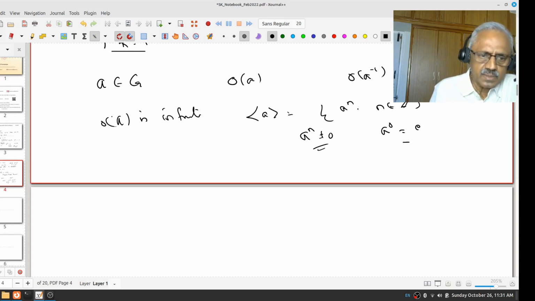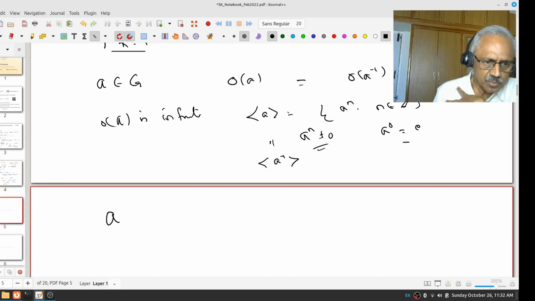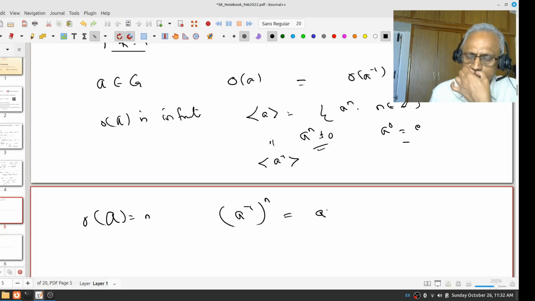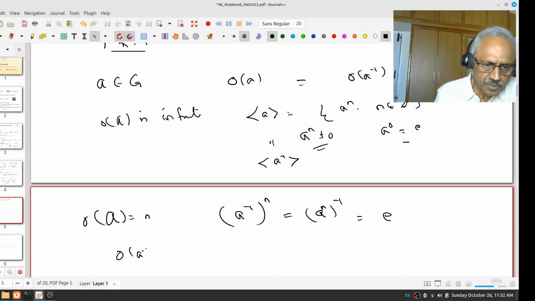Now, I want to say these are equal. Why? If the order of a is infinite, let us look at this, which is also equal to the subgroup generated by a inverse. You understand? Therefore, all of them are distinct. Now suppose the order of a is finite, equal to n. Then the order of a to the power minus 1 to the power n is also identity because it is a to the power n, its inverse. But that is identity. Therefore the order of a inverse is a divisor of n.